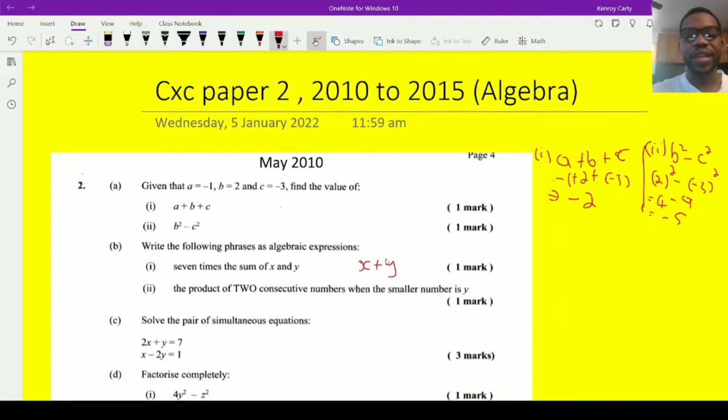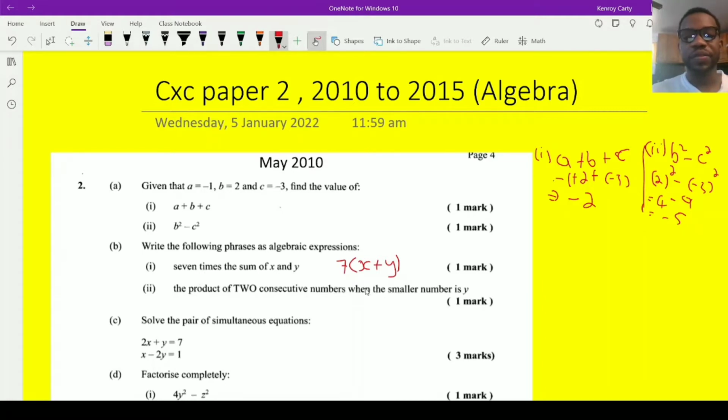Now this becomes an algebraic expression right here. And so when I say 7 times the sum, I need to have 7 times all of it. What represents all of it is when I put a bracket around it, and then the 7 goes right in front. Now because I have the bracket already, the times, which means to multiply, I don't have to put it there because it is indicated by the bracket, as in 7 times all of this. Alright, so it says part 2, the product of 2 consecutive numbers when the smaller number is y.